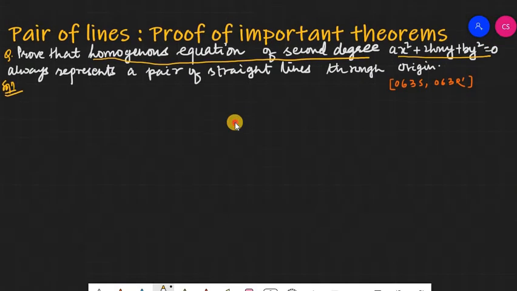So what is the degree of this equation? The degree of this equation is 2. And why is it called homogeneous equation? Because this pair of straight lines passes through origin. So any pair of straight lines, if it passes through origin, then that is called homogeneous equation of second degree, having its degree 2. Now we need to show that this homogeneous equation of second degree always represents a pair of straight lines passing through origin. Means it contains two separate straight lines, and those two straight lines pass through origin.